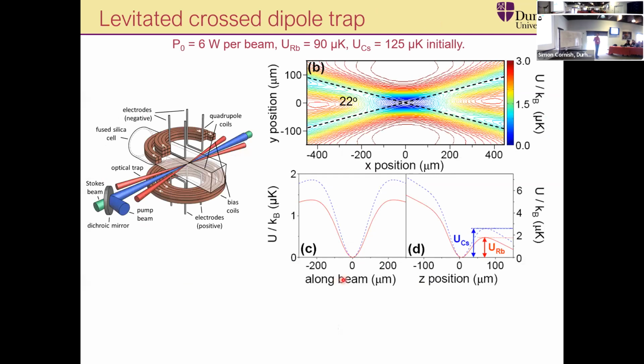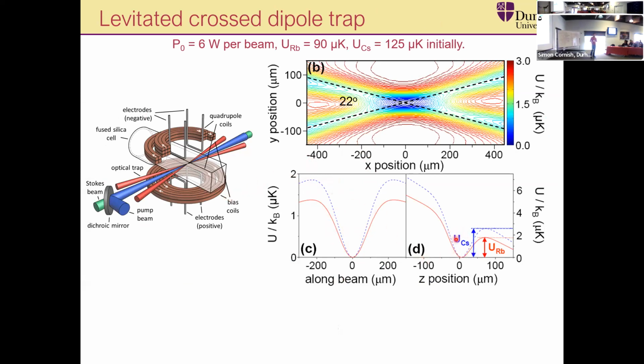That's important because it means the trap is deeper for cesium than it is for rubidium. So when you do evaporative cooling in this, the rubidium is going to fall out more readily than the cesium, and that allows you to do sympathetic cooling of the cesium. So very important.